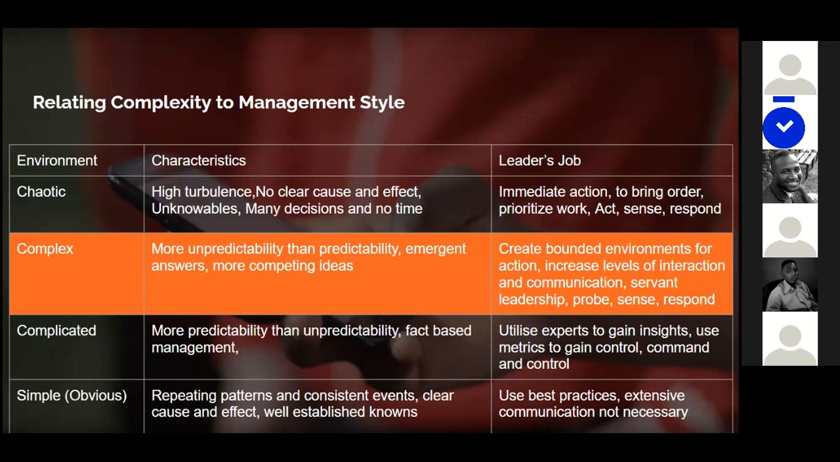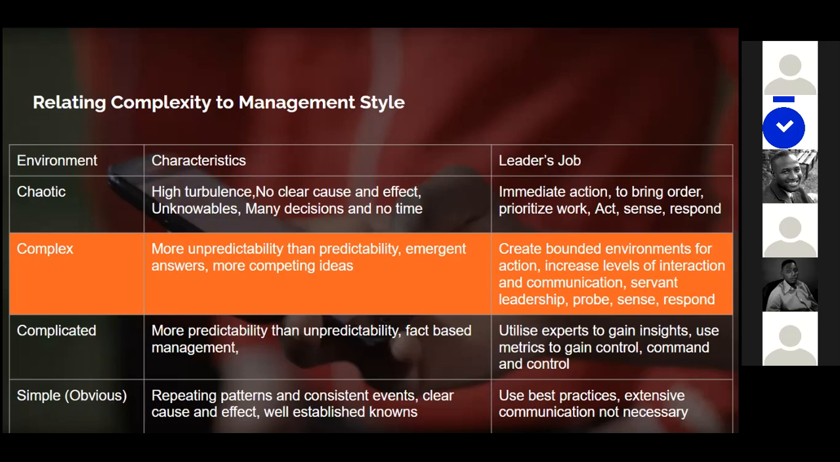That's a chaotic situation. And what do you need to do? I mean, what will a leader need to do in a chaotic situation? Immediate action. You have to bring order. You have to prioritize work. You have to act, sense, respond. So just like COVID that one of us has mentioned, that was the reason why governments all over the world started coming up with shutdowns, started coming up with all sorts of measures that you cannot think of, because there was need for an immediate action to bring order, to prioritize work, to act, sense, and respond.